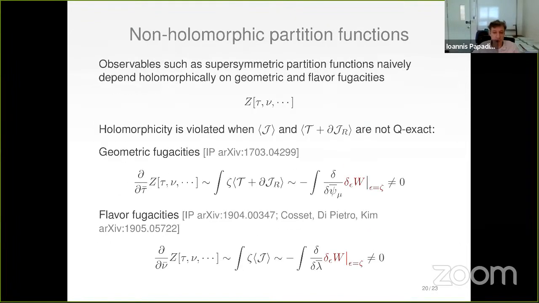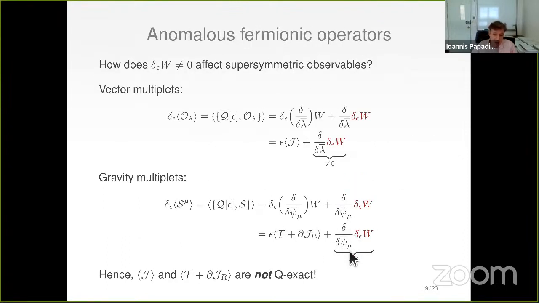Sorry, right. So this means in particular that if you put this expression here to the left-hand side, we see that these bosonic operators here are not Q exact. So the usual naive argument of the supersymmetry algebra would be that these operators are Q exact because they can be written in this form as the Q variation of some other fermionic operator. However, these anomalies here violate this Q exactness of these bosonic currents.